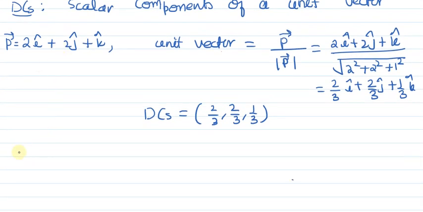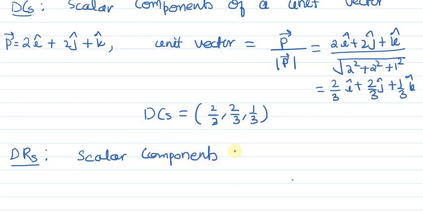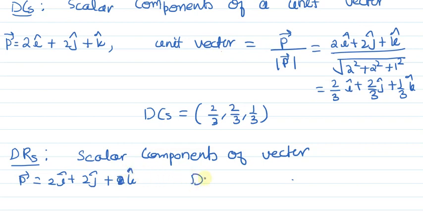Now if we talk about DRs, direction ratios. So direction ratios are nothing but scalar components of a vector. Scalar components of a vector are called direction ratios. Like हमको दिया हुआ था क्वेश्चन में p vector is equal to 2i cap plus 2j cap plus k cap. तो DRs will be 2, 2, 1.